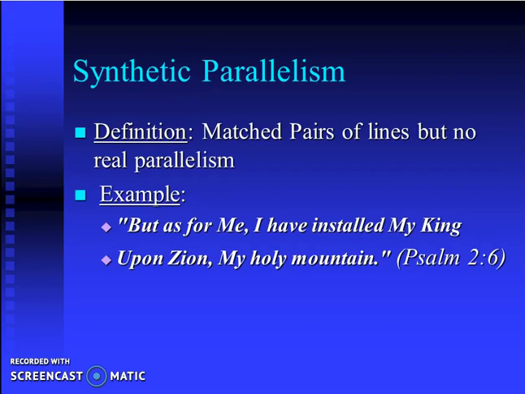He will speak to them in his wrath, terrify them in his fury. Again, parallelism. But then when you get to verse 6, but as for me, I have installed my king upon Zion, my holy mountain. There is no parallelism there. That would be synthetic parallelism, and it's bringing a whole discussion to kind of a climax, you might say, in this case. Not always, but that's what it can do.